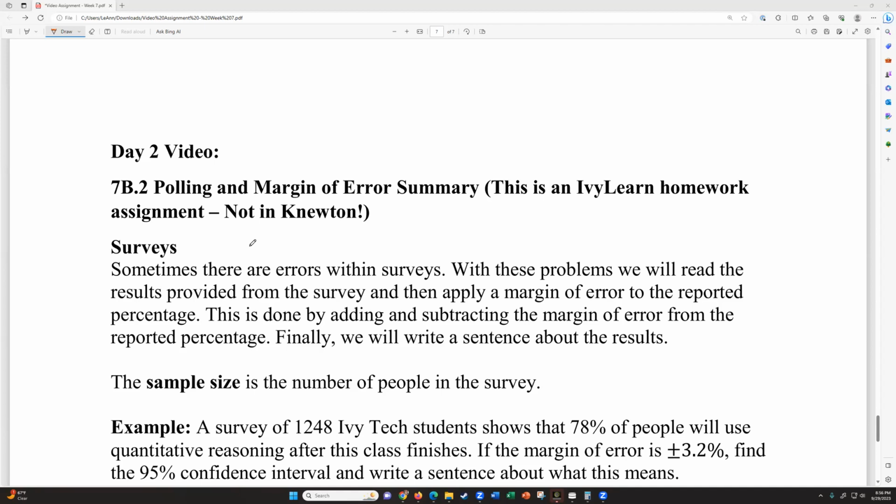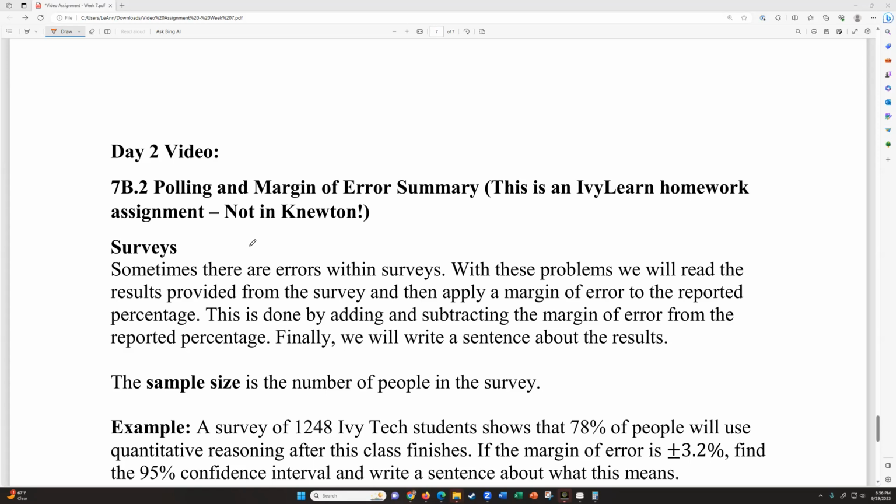So we'll apply that margin of error to the reported percentage. The way that is done is we add and subtract the margin of error from the reported percentage, and then we will write a sentence about that result. So that actual range of lower to upper bound, we are going to be calling, for our class, a 95% confidence interval. So the 95% has nothing to do with the reported percentage. That is just the name of the specific confidence interval that most surveys report.